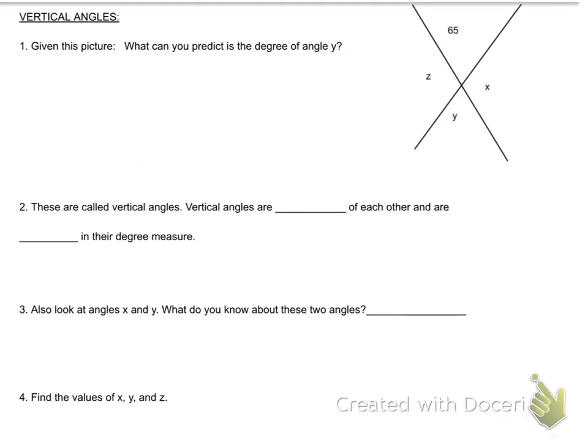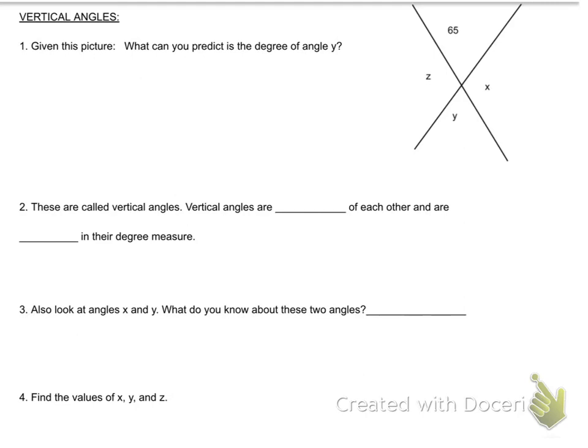So we got these things up here called vertical angles, or we're going to talk about vertical angles today. Looking at that diagram, what can you predict is the degree of angle y? So if we're looking at that, that's angle y right there. What are you guys thinking? What do you guys think angle y is?